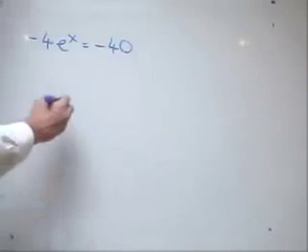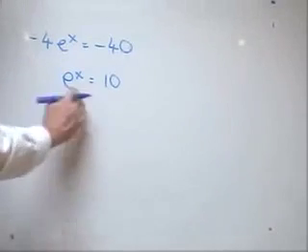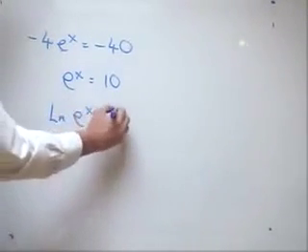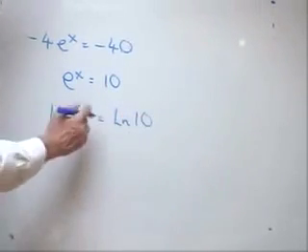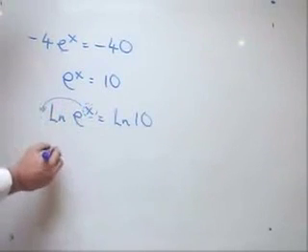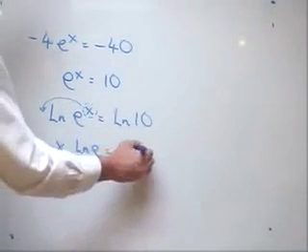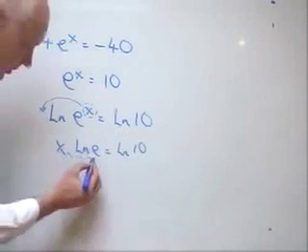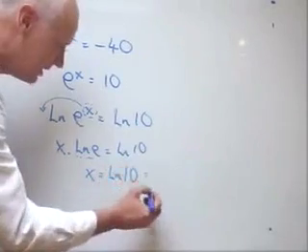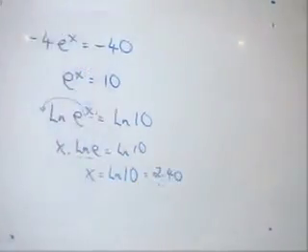Okay, we solve for x, so divide by negative 4, e to the x equals 10. Take logs of both sides, so it's natural logs. Ln e to the x equals ln 10. That x now comes to the front, doesn't it? The power comes to the front. X ln e equals ln 10. What does ln e equal? Ln e is 1, so x equals ln 10. Get your calculator out, work it out. It's 2.40.